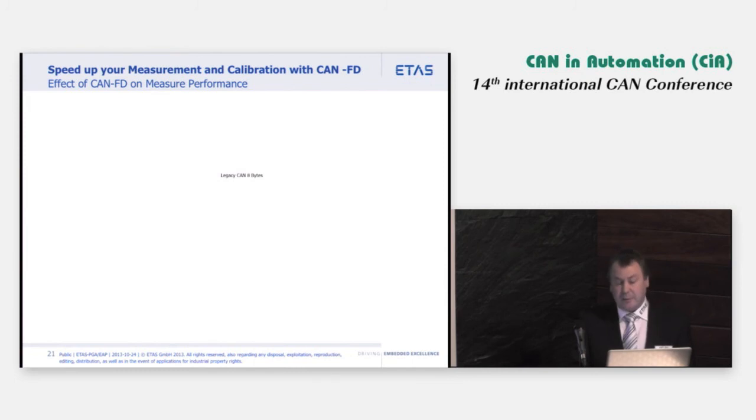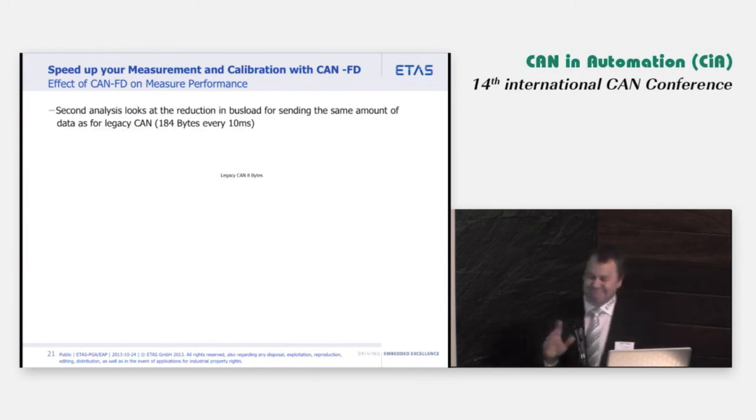What about if I turn it round? If I turn that round, let's say the limitation is actually in the ECU, it's not from the bus load. Let's say I maintain my measure performance. What effect then does that have on the bus load? So what impact does my XCP actually have on the bus load?